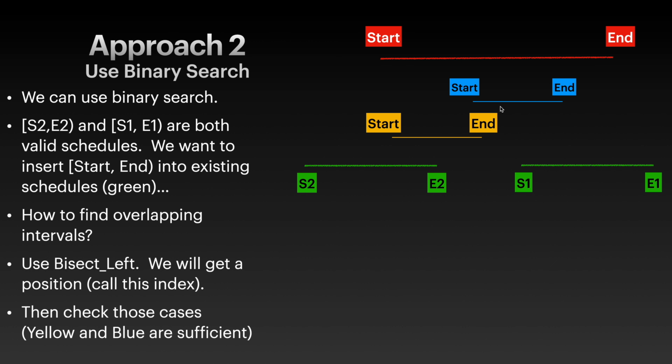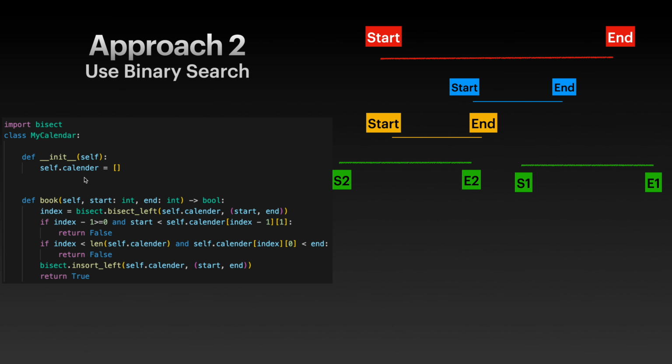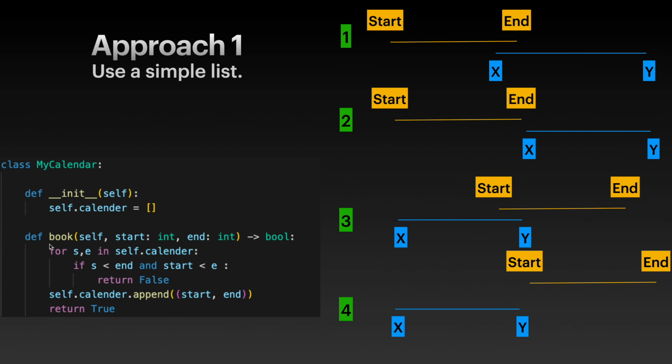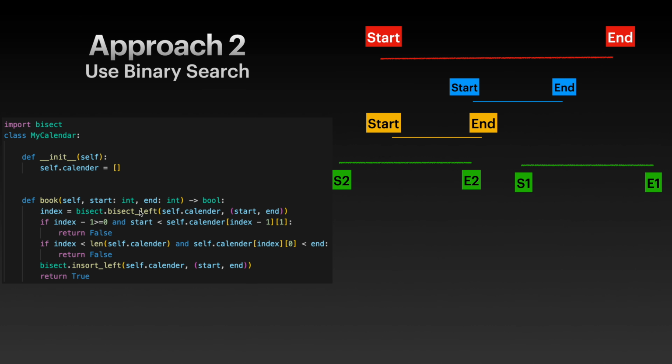So I think you can use binary search. You can import bisect, I think that's the module, and you can use either bisect_left or bisect_right. This is the code, and it is almost the same as this one. Just instead of a for loop, we have a binary search here.